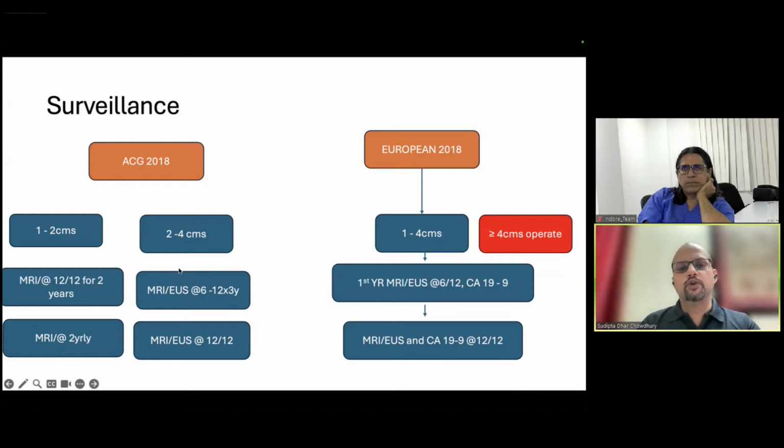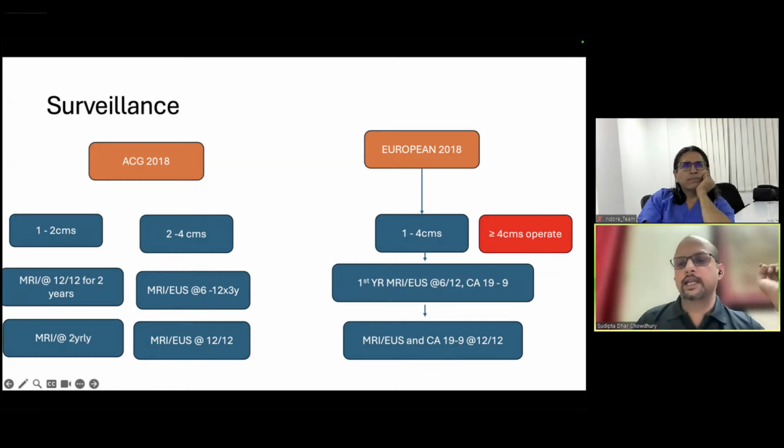For lesions of 2 to 4 centimeters, MRI or EUS at 6 monthly for 3 years, followed by MRI or EUS at 1 year interval for an additional 3 years. As discussed in the question earlier also, the highest risk of malignancy is in the first 3 years of follow-up, and therefore the intensity of follow-up is also higher during this period.